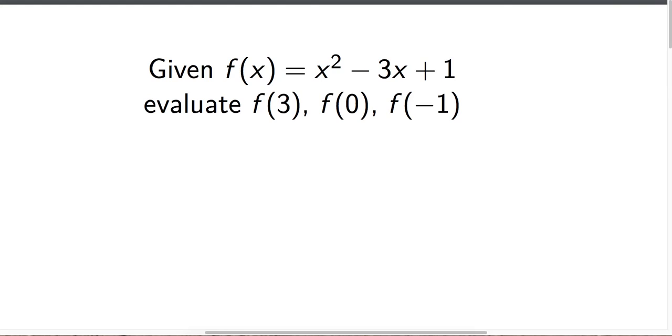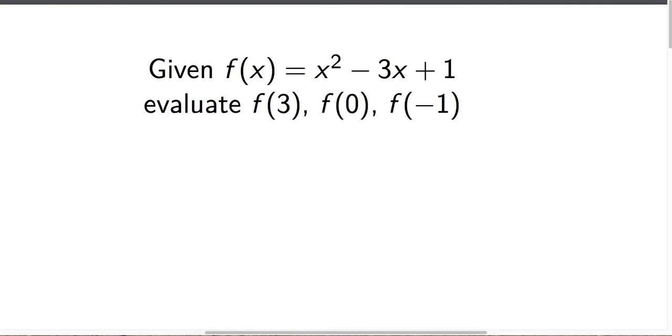All right, in this video, we're going to look at how to use Desmos to evaluate several function values using a table. So here we're going to start with f of x is x squared minus 3x plus 1. We're going to evaluate f of 3, f of 0, and f of negative 1.